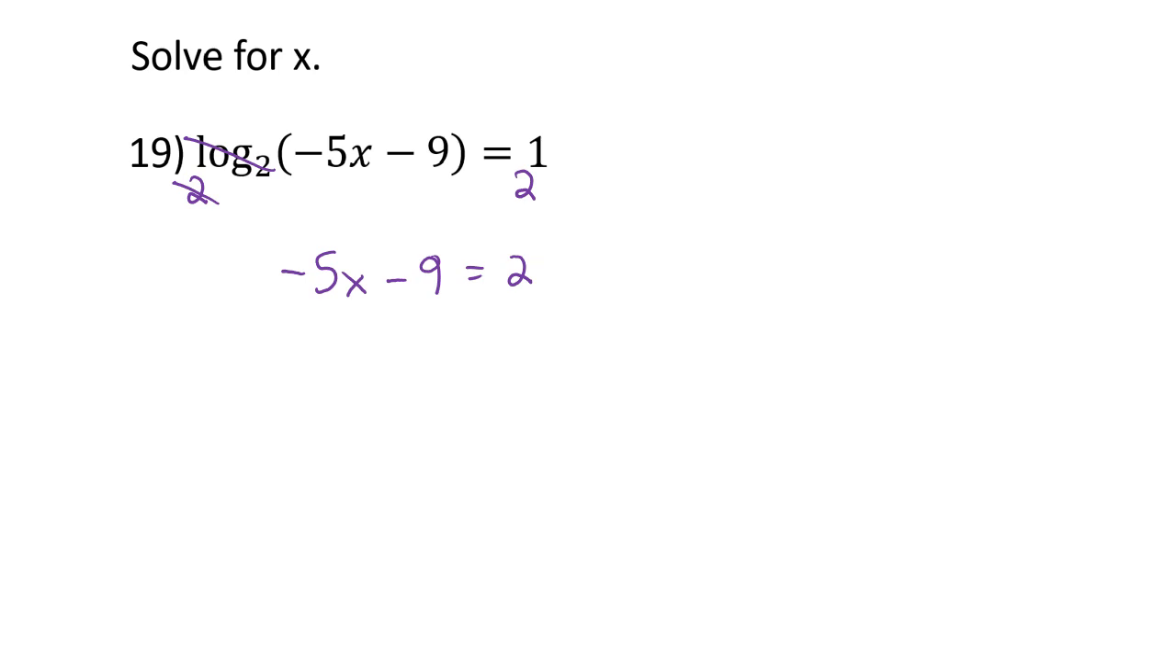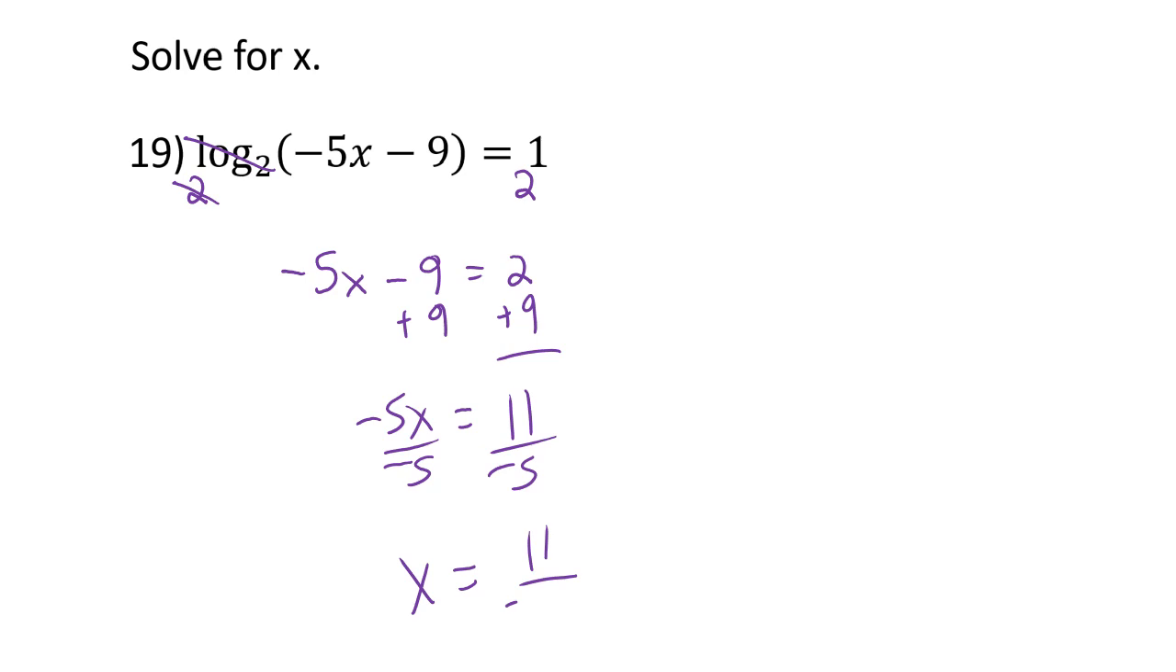So now I can just solve this equation. I'm going to add the 9. I'm going to get an 11. I'm going to divide by -5. So I'm going to get the answer of 11/5.